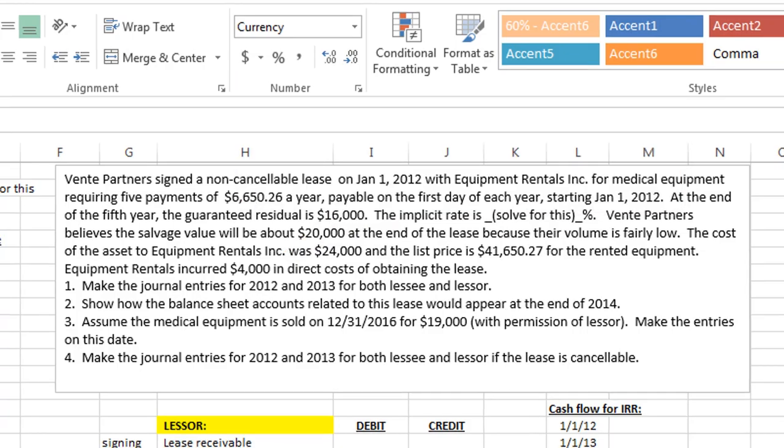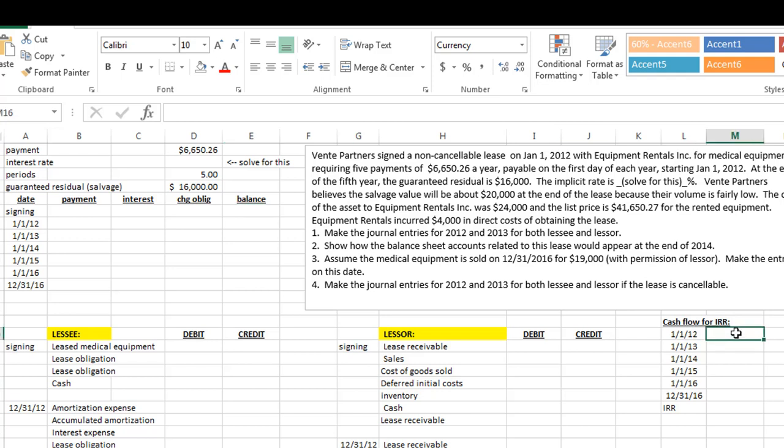So to solve for the interest rate, we're going to set up the cash flows here and solve for the internal rate of return using Excel. So at the very beginning, there's going to be the cost, the fair value of the asset, so that's going to be a minus. The fair value was this $41,650.27, and that's going to be offset by the first payment coming in from the lessee. So, well, do we have a typo in here? We certainly do. Let's fix that.